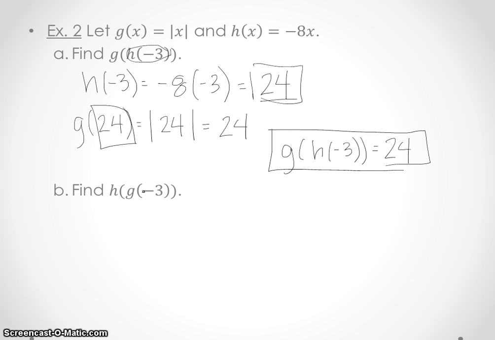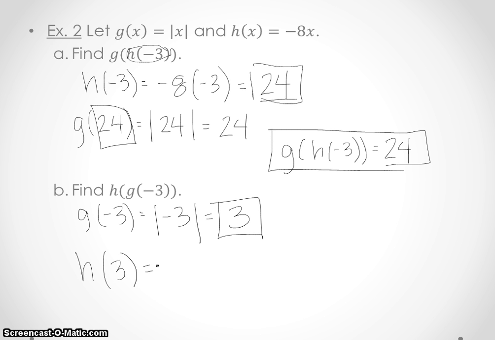Okay, works the other way too. Here though, we're going to plug it into g first, so we want g of -3. So g of -3 is the absolute value of -3. Well, the absolute value of -3 we know is 3. So g of -3 is 3, so we take 3, not -3, we take 3 and plug it in then to h of x. So h of 3 now is going to be -8 times regular 3. Okay, we've already used the absolute value, so we don't need that. So here we get -8 times 3, which is -24, which, if you recall, was the exact same thing we had for h of g of -3.